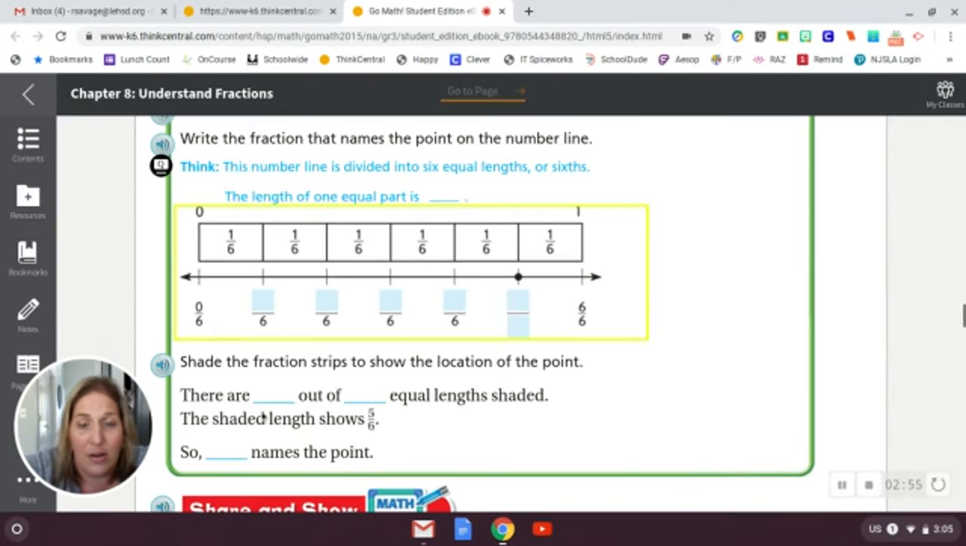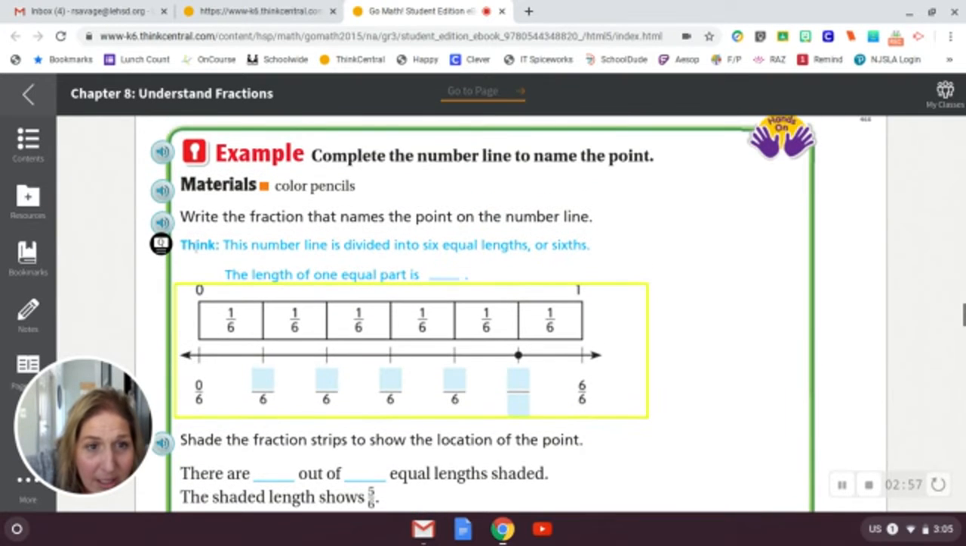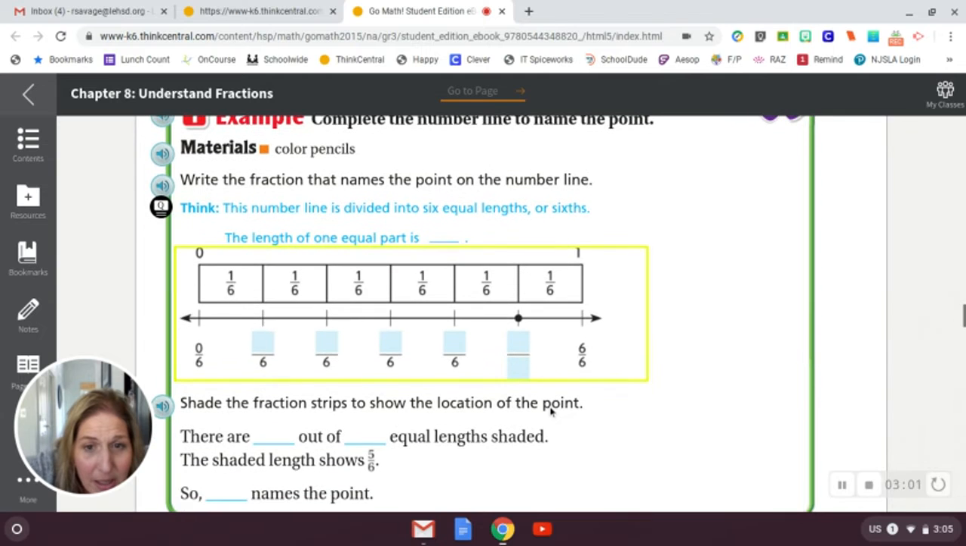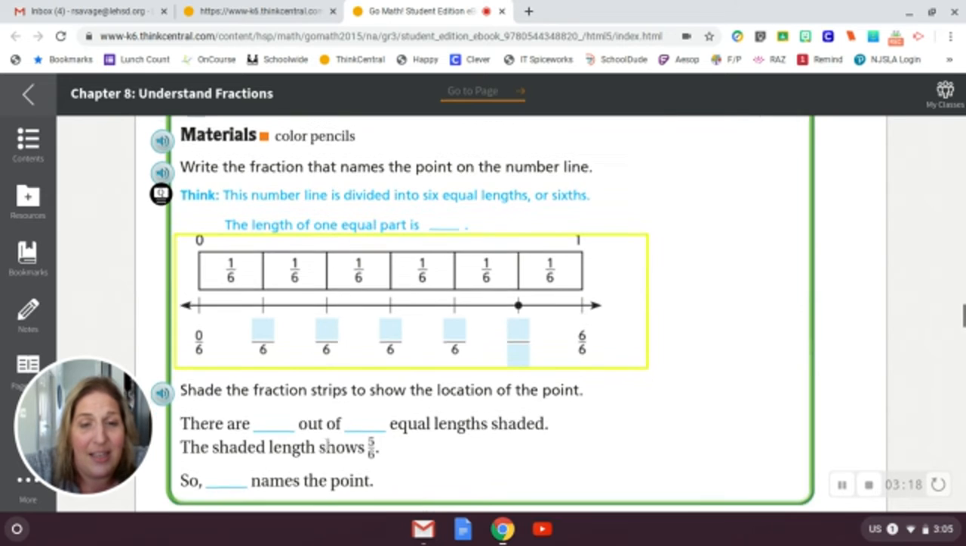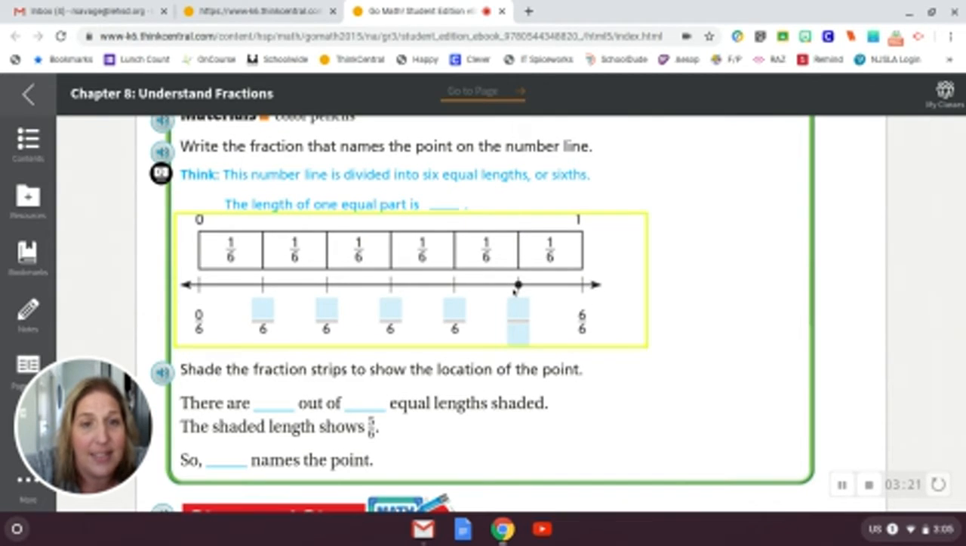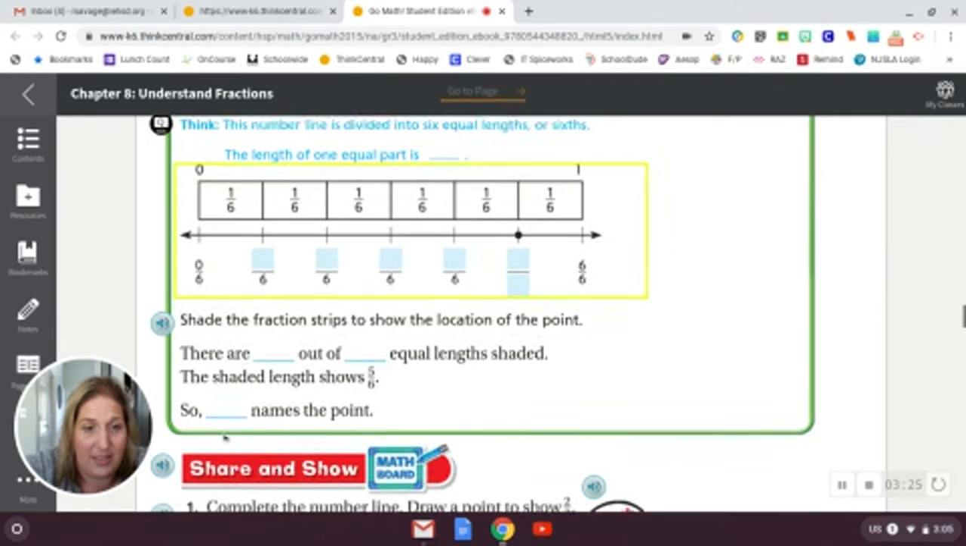We need to shade, write the fraction that names the point on the number line. This is where we want. So if we were doing this in class, we would get a colored pencil and we would shade all the way up here to the point. So there are 1, 2, 3, 4, 5 sections out of 6 equal lengths shaded. So this point shows 5/6. The name of the point is 5/6.